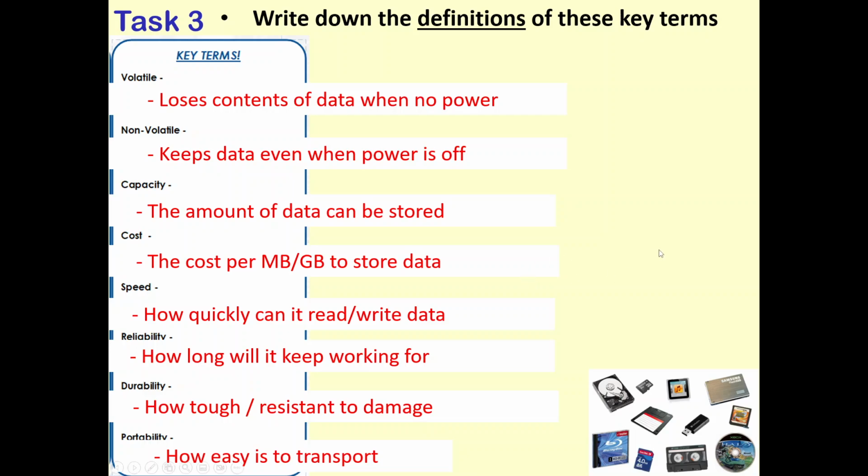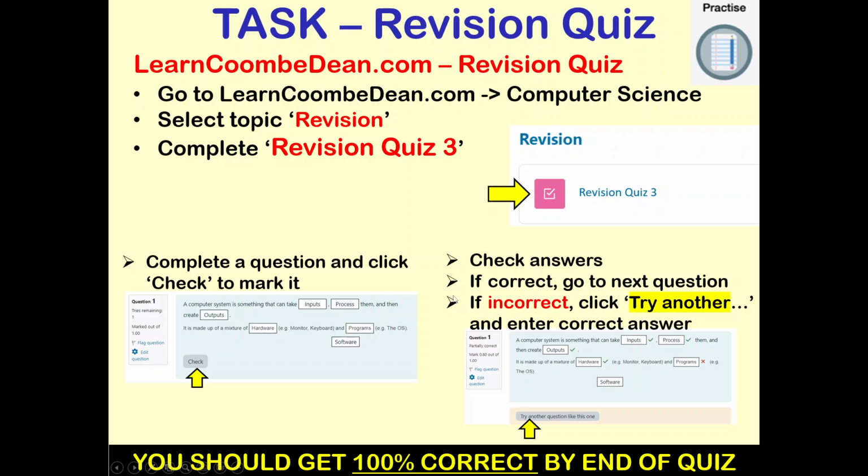And then finally, the last part of this week's revision, go to LearnCompDean, select Computer Science and Revision topic, and complete Revision Quiz 3. As previously, make sure you click the check button to see if you got it right, and then try again if you don't after you've seen the corrected answers. You should be getting 100% on this by the end of the quiz. Good luck, and I'll check your working lesson.